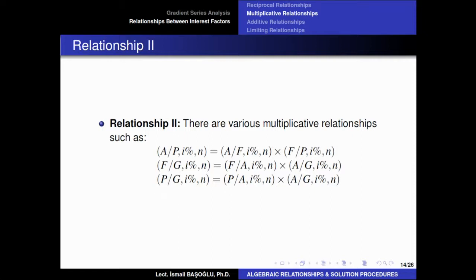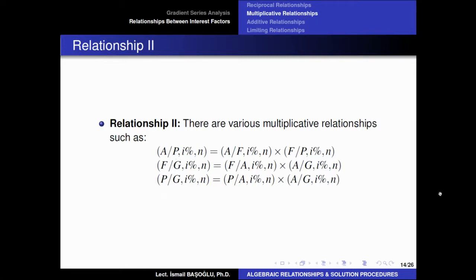Now we can move to the second type of relationship, and these relationships are called multiplicative relationships. Now, we know that there are various multiplicative relationships. For example, if you multiply the uniform series sinking fund factor with a single payment compound amount factor, then you will realize that in the ratio of A over F and F over P, the F's here will cancel out, and what you are going to get is A over P. So the single payment compound amount factor multiplied with the uniform series sinking fund factor gives the uniform series capital recovery factor.